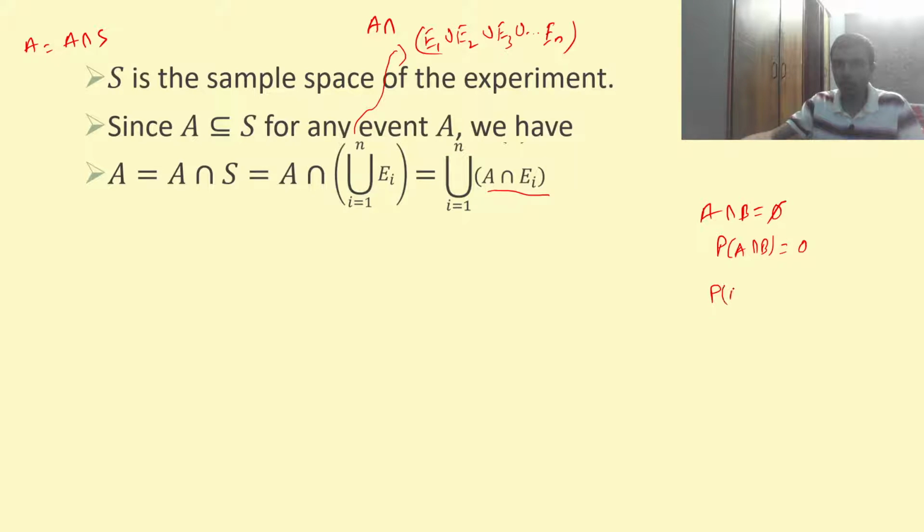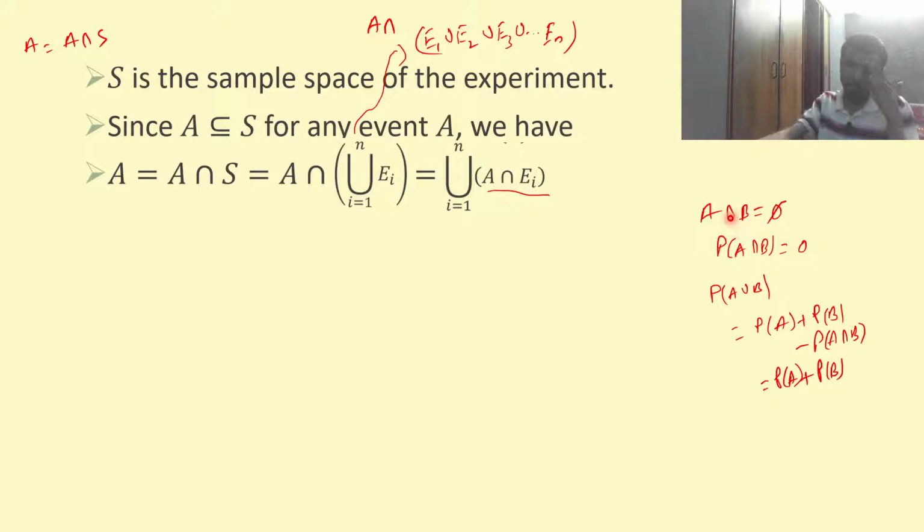Now P of A union B, by the addition theorem of probability, is P of A plus P of B minus P of A intersection B. But if A and B are mutually exclusive events, like A intersection B is the null set, that means P of A intersection B is 0. So this is going to be P of A plus P of B. That means whenever A and B are mutually exclusive events, P of A union B is P of A plus P of B.